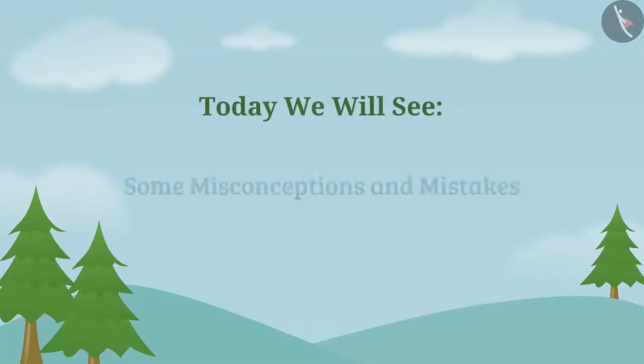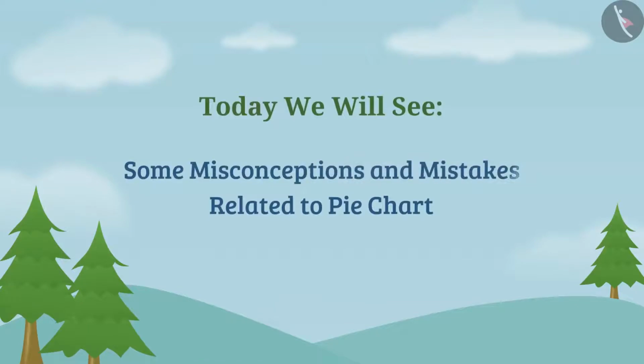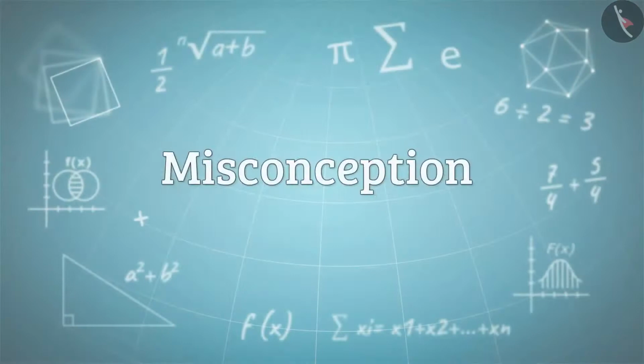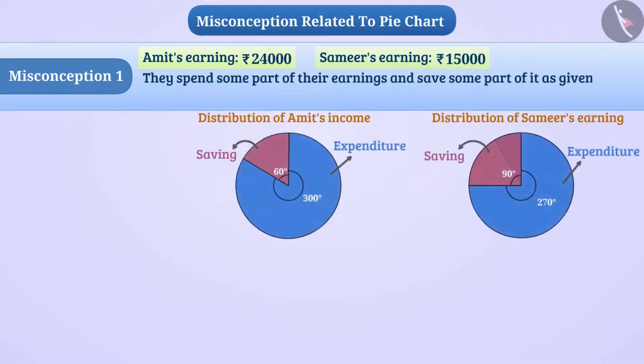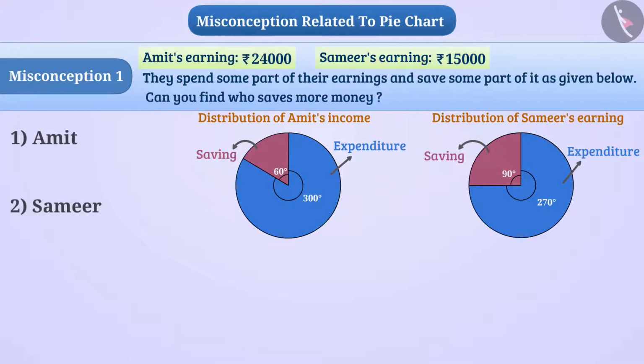Today we will see some misconceptions and mistakes related to pie chart. Misconception 1. Amit's earning is rupees 24,000 and Sameer's earning is rupees 15,000. They spend some part of their earnings and save some part of it as given below. Can you find who saves more money? Stop the video and try to find it.